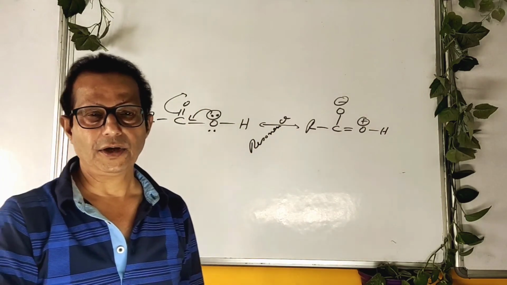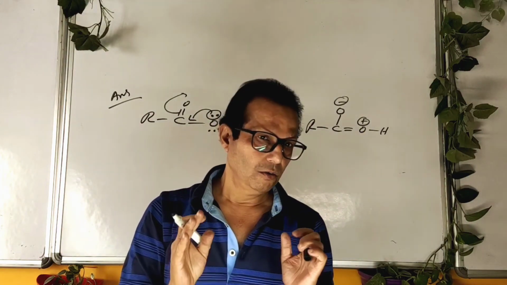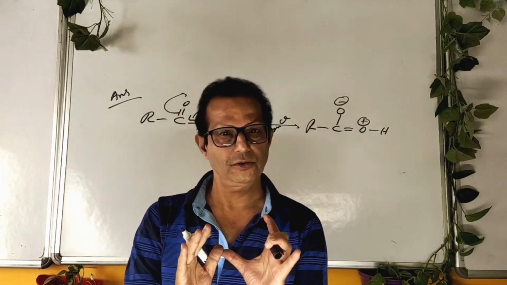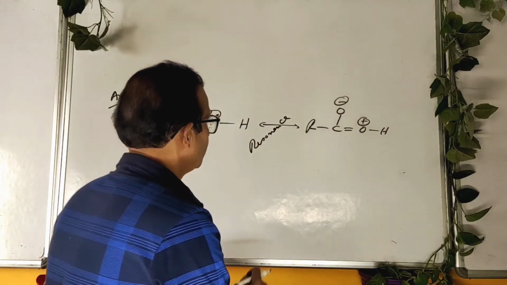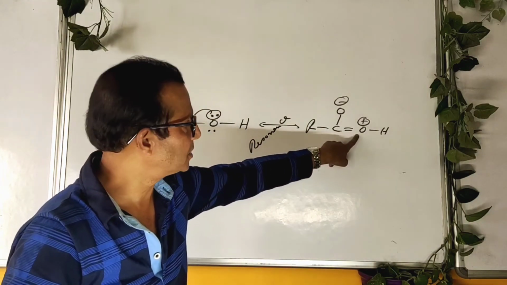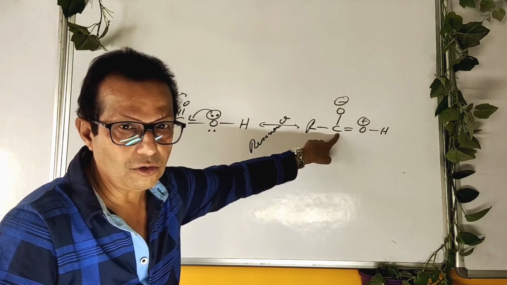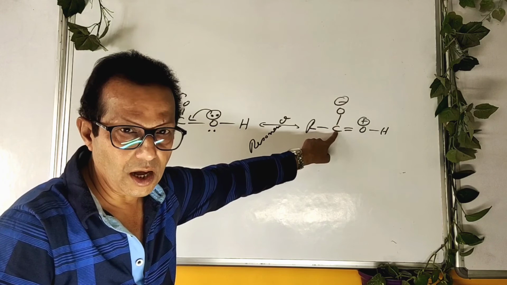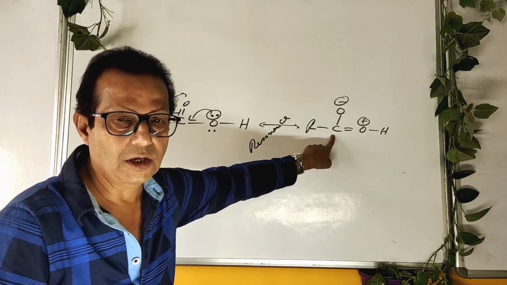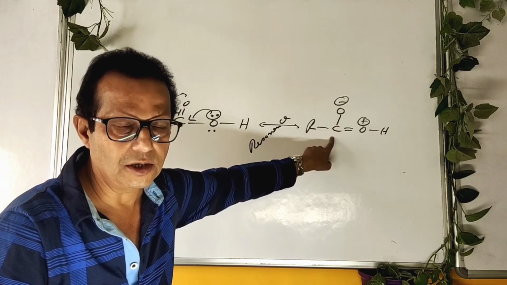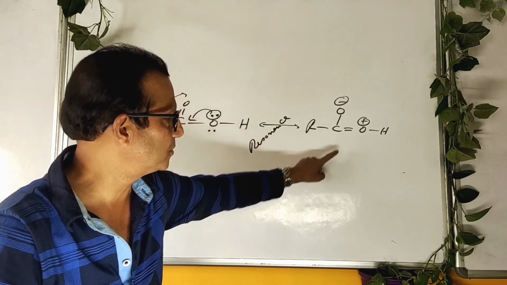In another class, after some days, I will publish one lecture on resonance and hyperconjugation, so please do remain with me. So listen, due to resonance, the carbon has no positive charge. Due to the absence of any positive charge on this carbon atom, carboxylic acids do not show any reaction of aldehydes and ketones.